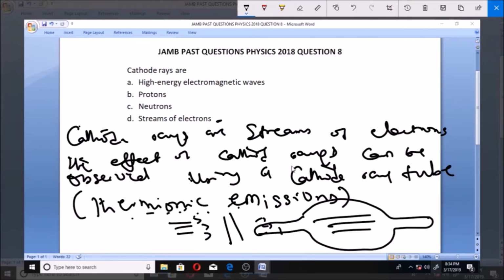So you're going to look at this cathode ray tube and see how this motion is done. In your physics textbook, check under ionic emission. You will read about cathode rays, and you see that cathode rays are streams of electrons. So that is the answer to this problem. They are not protons, they are not neutrons, but they are streams of electrons. Thank you.